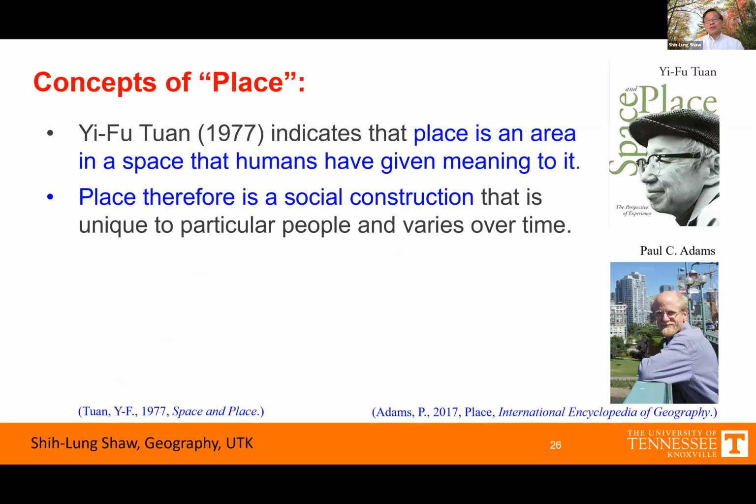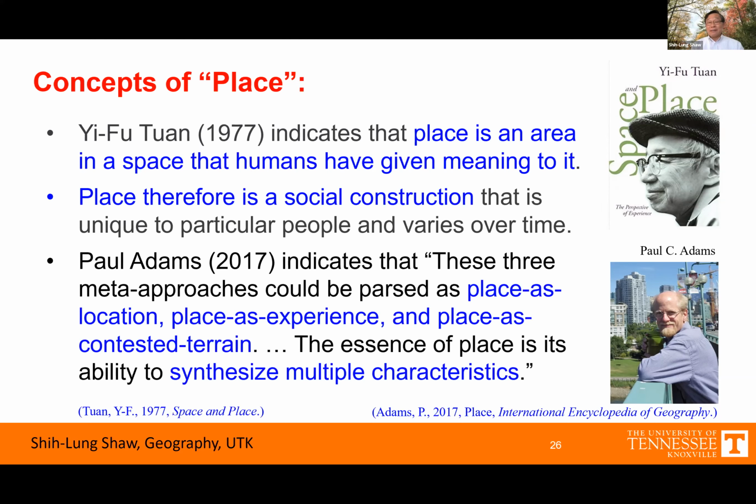Now let's switch to the concepts of place. Yi-Fu Tuan indicates that a place is an area in space that humans have given meaning to. For example, a particular XY coordinate probably has not changed for hundreds of years, but that place has already evolved into very different places over time. So place is a social construction that is unique to different people and varies over time.